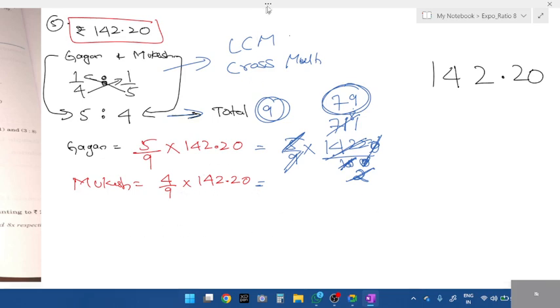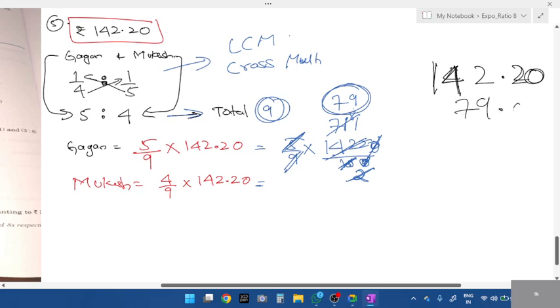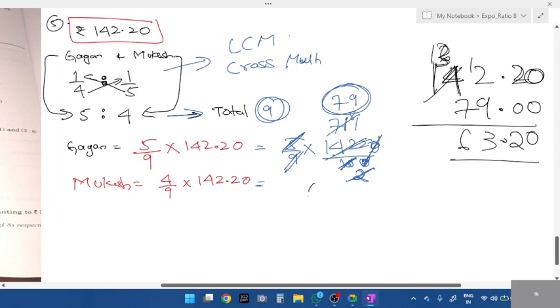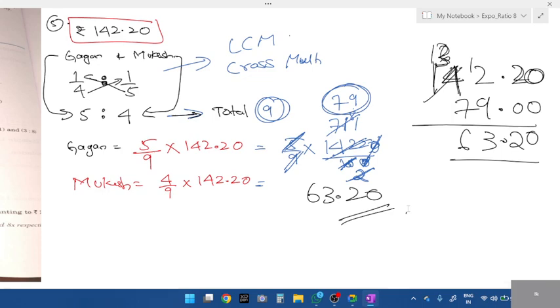For namesake, you could have just written this. What's the total amount? 142.20. Only when two people are there, you can use this. How much did Gagan get in this? How much did Gagan get? 79. When you subtract, what do you get? Are we getting 63.2? Did you all get 63.2? Response, students.